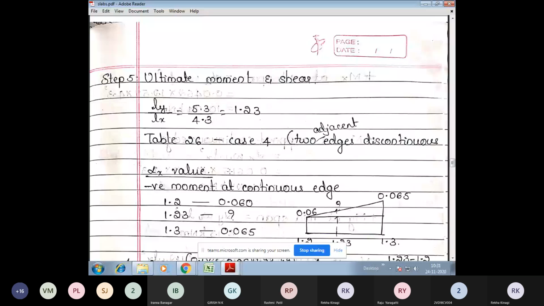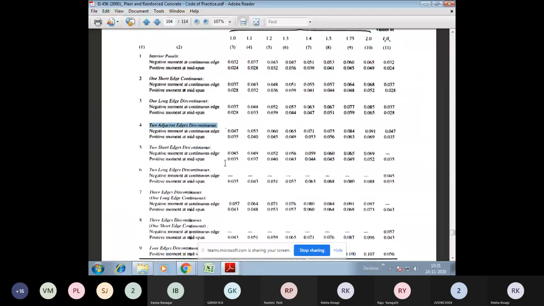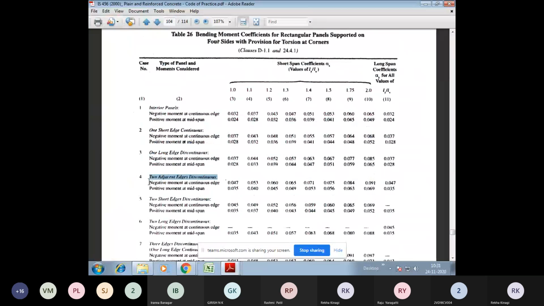Here in table 26, two adjacent edges are discontinuous. So let's consider two adjacent edges discontinuous. That is case 4 from table 26. In this case 4, we have negative moment at the continuous edge as well as positive moment at the midspan.